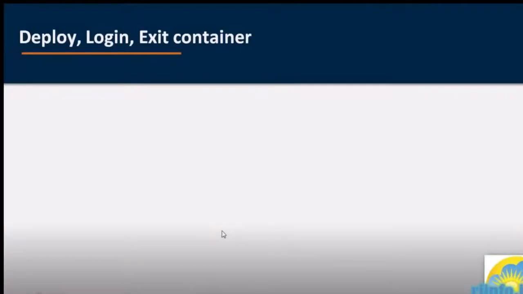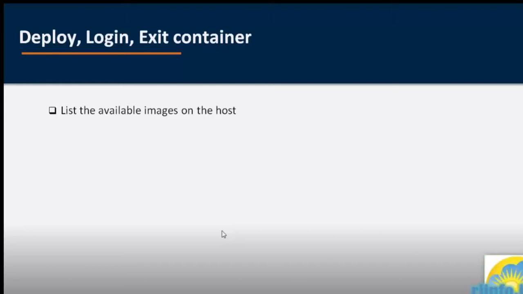This slide is all about deploying containers, logging onto them, and exiting them. As we learned earlier, Docker runs containers from locally available images. We need to download the image on the Docker host and then run the containers from it. Alternatively, if we run a container from an image which is not available locally, then the Docker engine downloads the image from the configured registry first, and only then does it run the container from it.